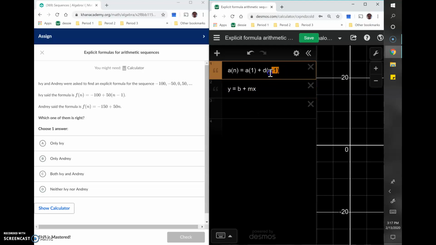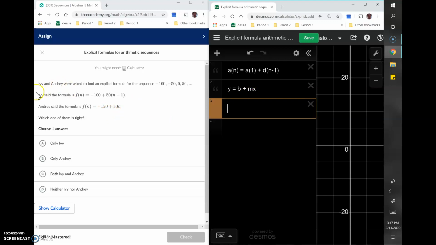And then this n minus 1 part is essentially just whatever the input is. So if I want to find the third term, I take out n, I put in 3 right there, and do that little math, and we multiply that to the difference, just like I'd put the input in for x and multiply it to the slope, okay? So very, very similar formulas. You're not really learning anything new.